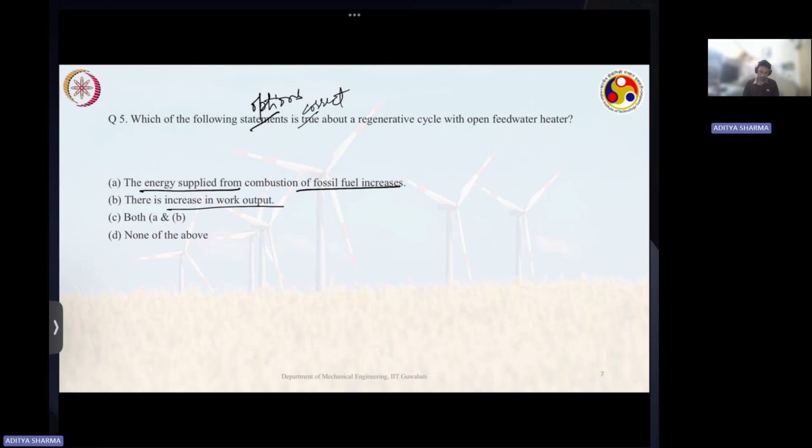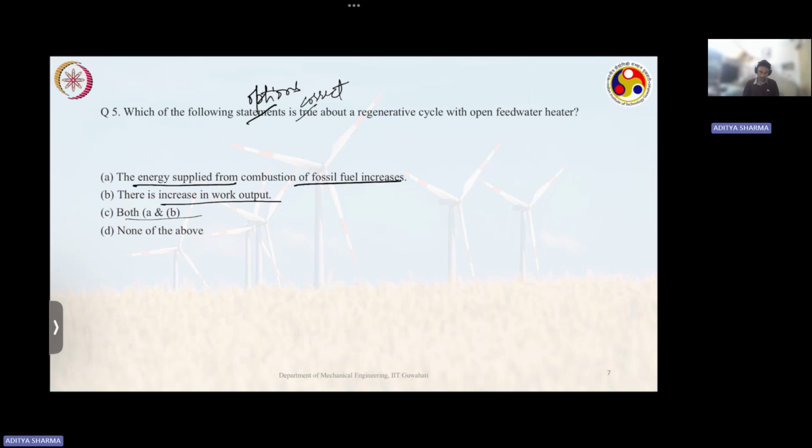Then it boils down to that your C is also not correct. So none of the above options is correct, right? So D is the correct option to this question. Okay.